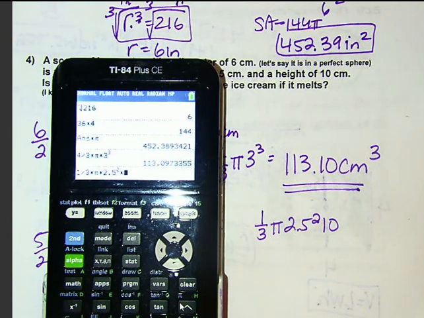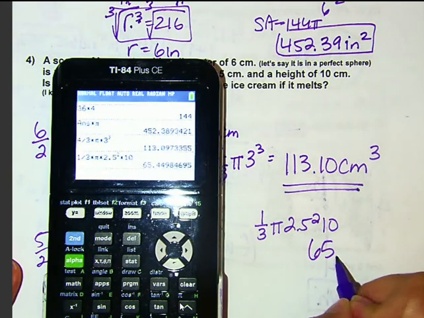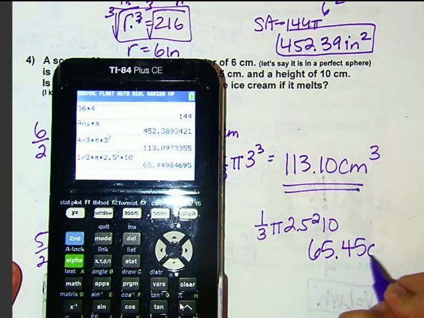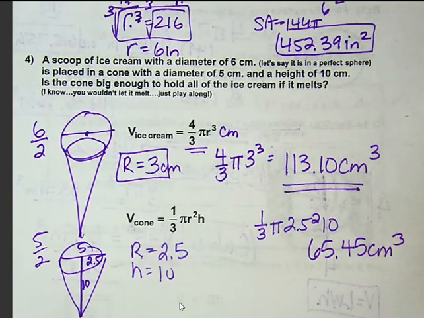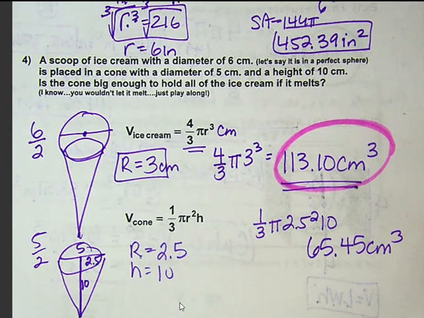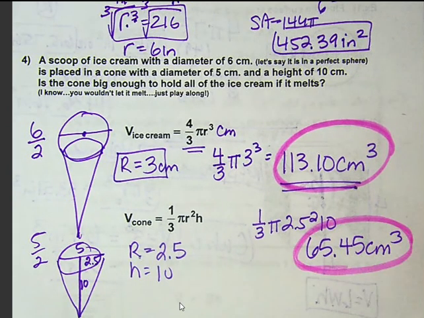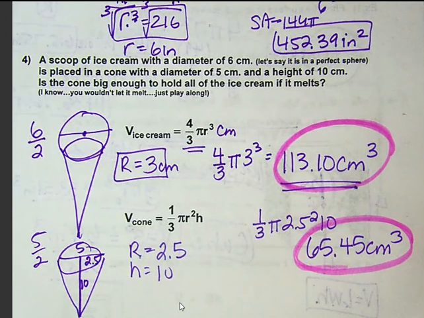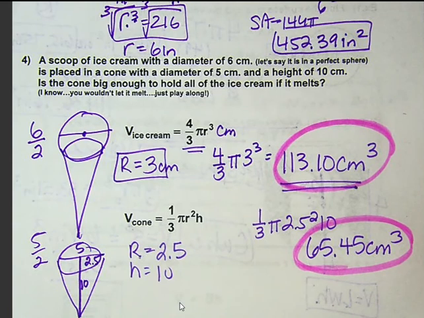So now this is where you have to answer the question here. My ice cream, if it all melts, will take up 113.10 centimeters cubed. My ice cream cone can hold 65.45 centimeters cubed. So the question says, is the cone big enough to hold all of the ice cream if it all melts? And your answer to that is what? Is this big enough to hold all of that? No. Okay? So now, hopefully you're going to lick most of it off, right? So if it all melts, it will hold a portion of it. Yeah? We good with that?